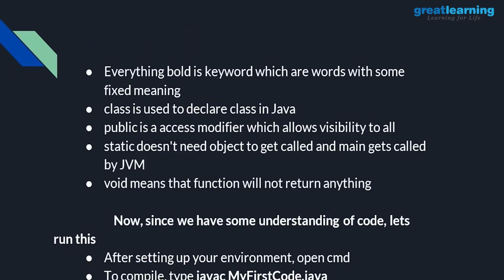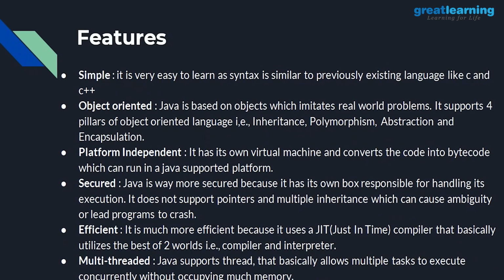Now let's move ahead. Once our code is compiled, we will get the output that was written in the SOP or System.out.println, that is, Hello World. Okay, now let's talk about features.